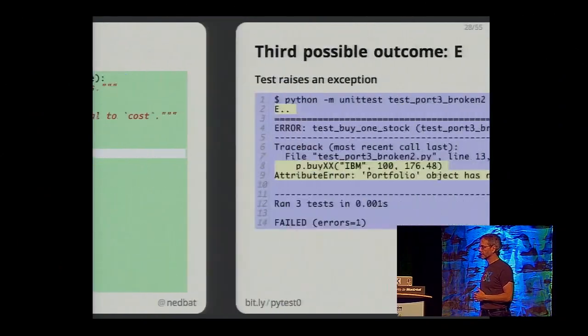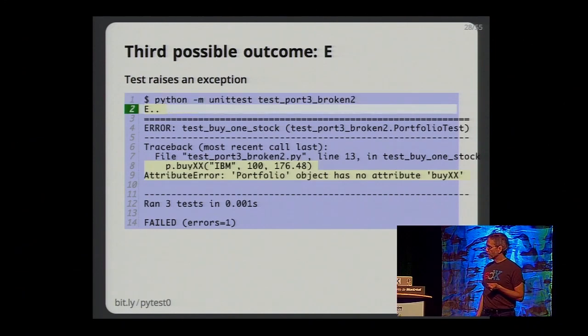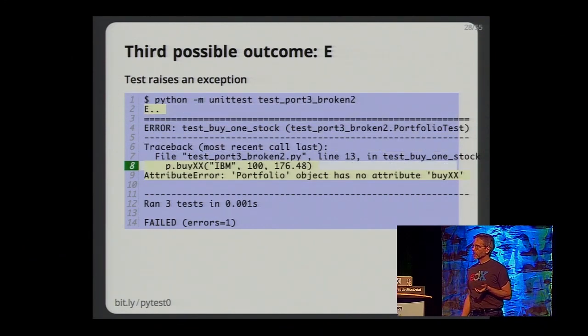By the way, there's a third possible outcome besides dot and F, and that is an E, and E happens if any exception other than AssertionError comes up. So here, for example, you see that for some reason in our test we called this buy_xx method, which doesn't exist. It doesn't have that attribute, so it raised an AttributeError. That test ended with an E.